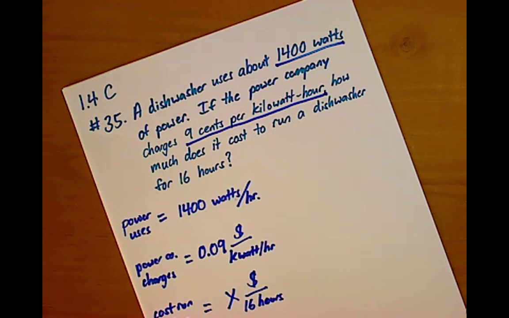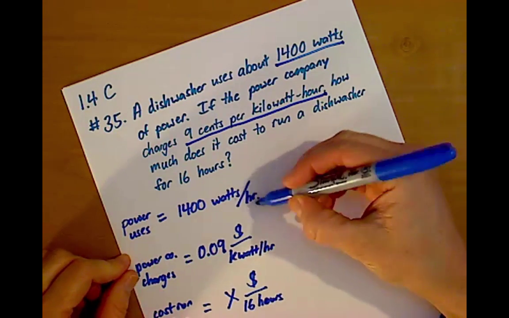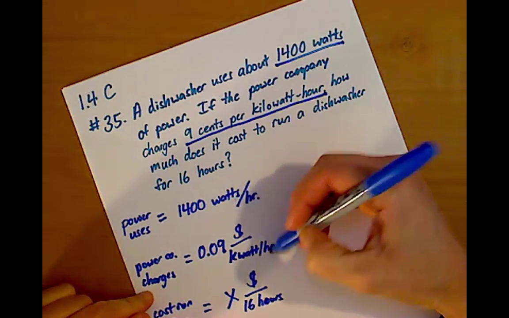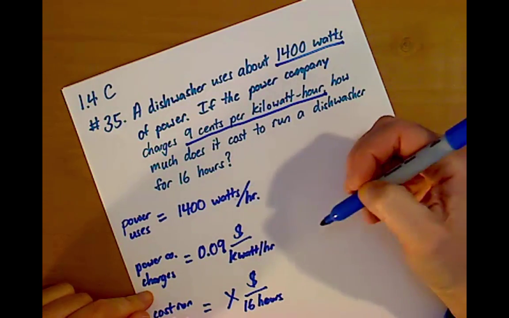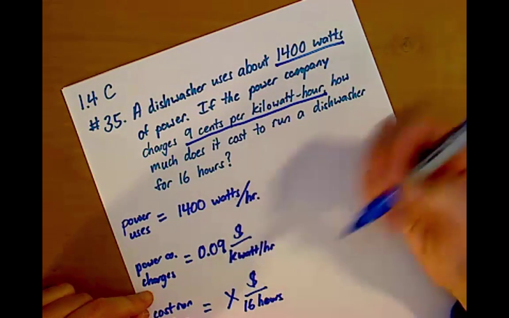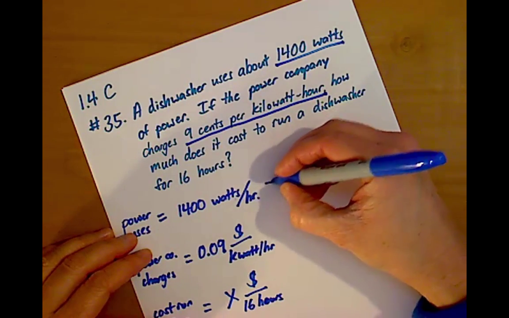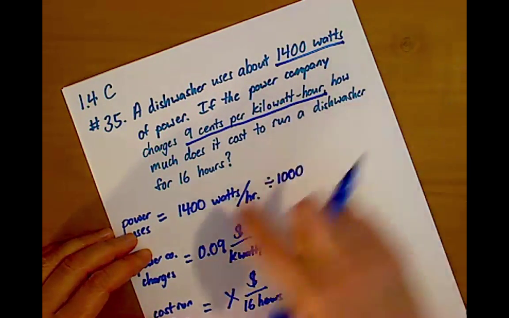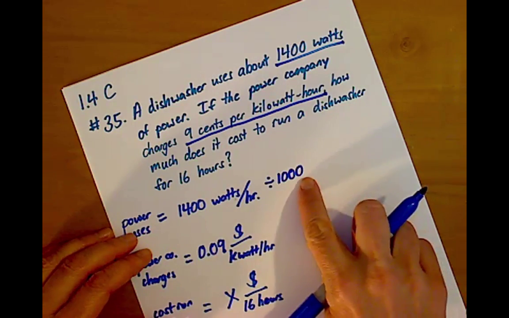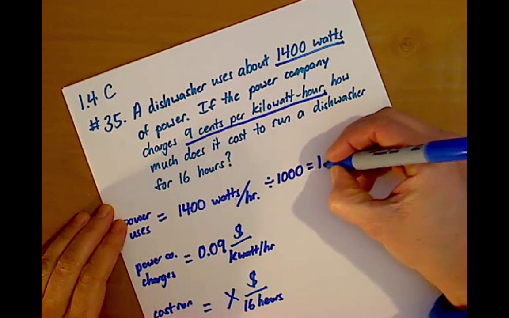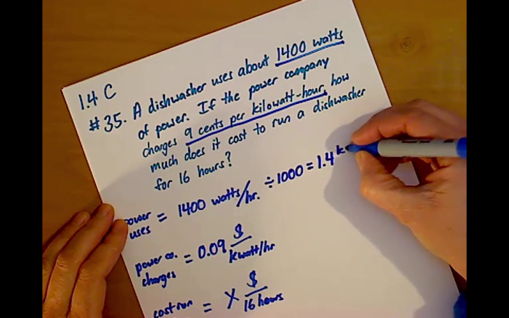Okay? So there's a few interesting things going on here. We're just going to look at one at a time. First of all, we have watts per hour, and this is in kilowatt hours. So we need to change this to kilowatt hours instead of just watt hours. Now, kilo means 1,000. So to change this, we need to divide by 1,000. When we divide by 1,000, it's pretty simple. We're just going to move our decimal point over 3. The number of zeros you have, that's how many we're going to move our decimal point over. And we end up with 1.4 kilowatt hours.